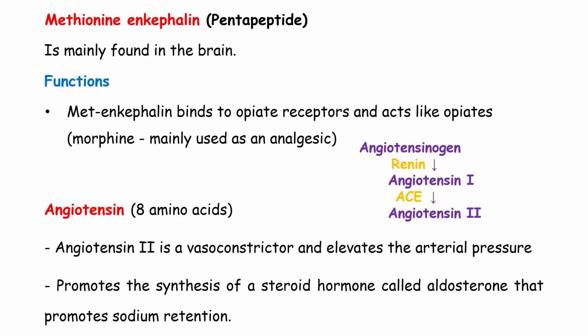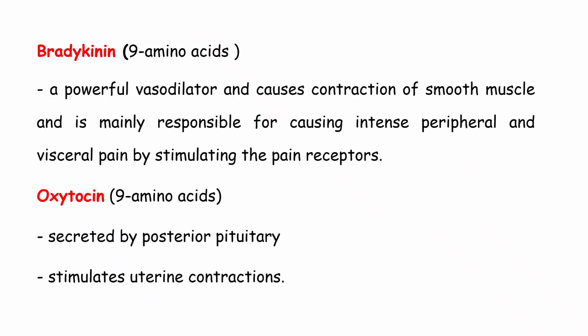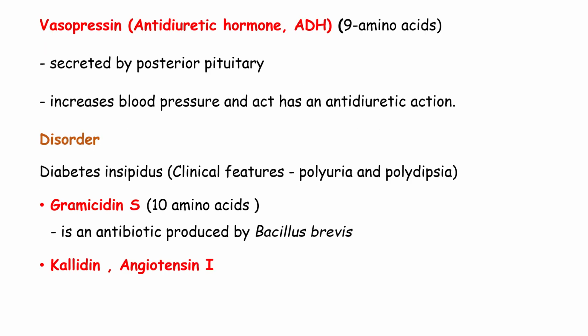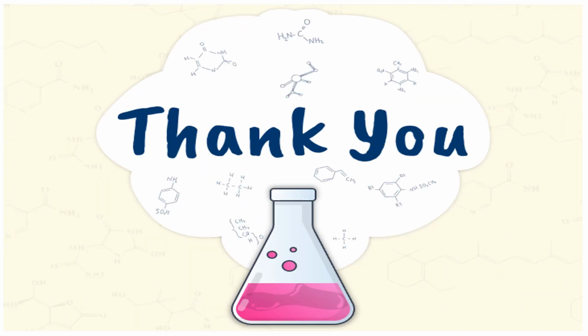These are all additional information: angiotensin, a pentapeptide, methionine enkephalin. If you want, you just read it. Angiotensin you will be knowing for blood pressure, and enkephalin is used as an analgesic. And then bradykinin, with oxytocin I have given as a clinical function, posterior pituitary, and bradykinin is a powerful vasodilator. Functions alone, you just note it down. These are all very important, biologically important peptides. Vasopressin, very important antidiuretic hormone. With gramicidin I have given, it acts as an antibiotic.